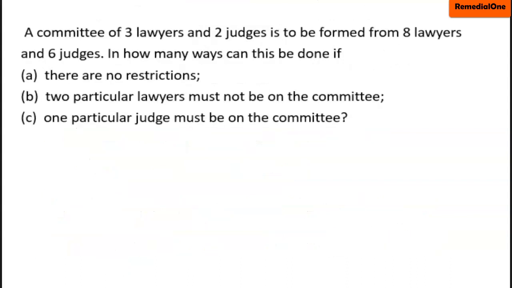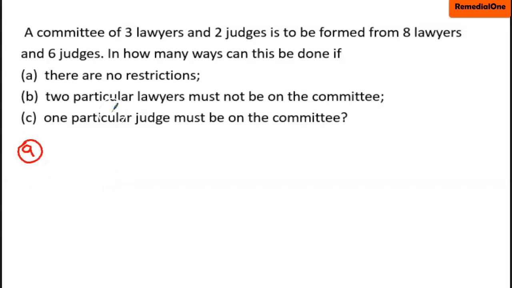Okay, let's look at the last one. A committee of 3 lawyers and 2 judges is to be formed from 8 lawyers and 6 judges. In how many ways can this be done if A, there are no restrictions, B, 2 particular lawyers must not be on the committee, C, 1 particular judge must be on the committee?